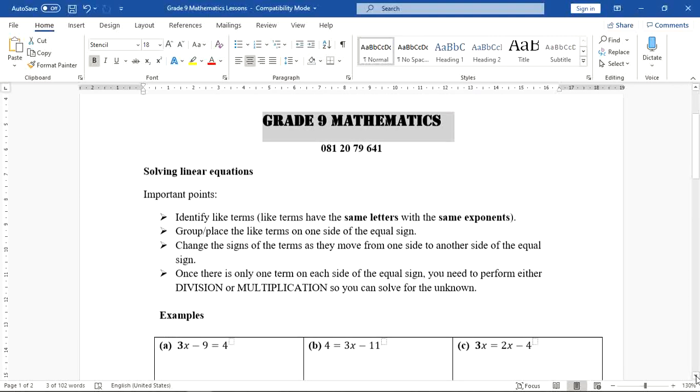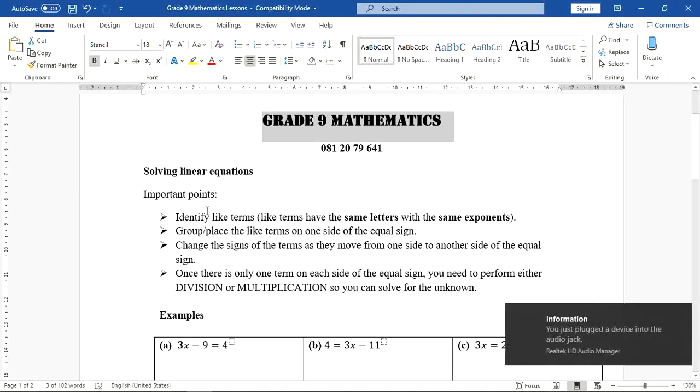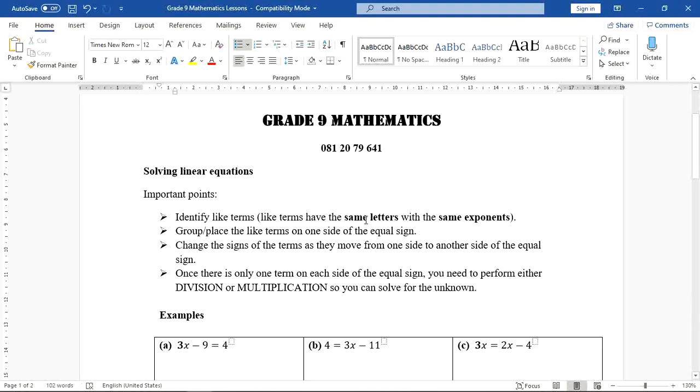Equations. Okay, so you need to know how to identify like terms. By now you should know that like terms have the same letters with the same exponents, or same indices. For example, if I have 3y plus 17t, these two terms are not like terms because they do not have the same letters. This one has a y and this one has a t, so they are not like terms.